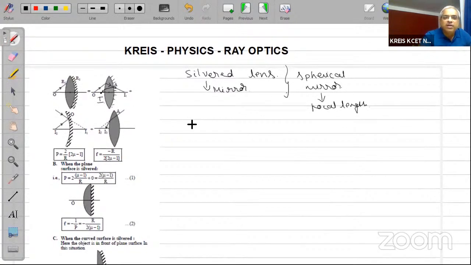Let me write down that. Lens the focal length FL ಅಂತ ಇಟ್ಕೊಳ್ಳಿ. I am writing the formula for you all. FL is the focal length of the lens.